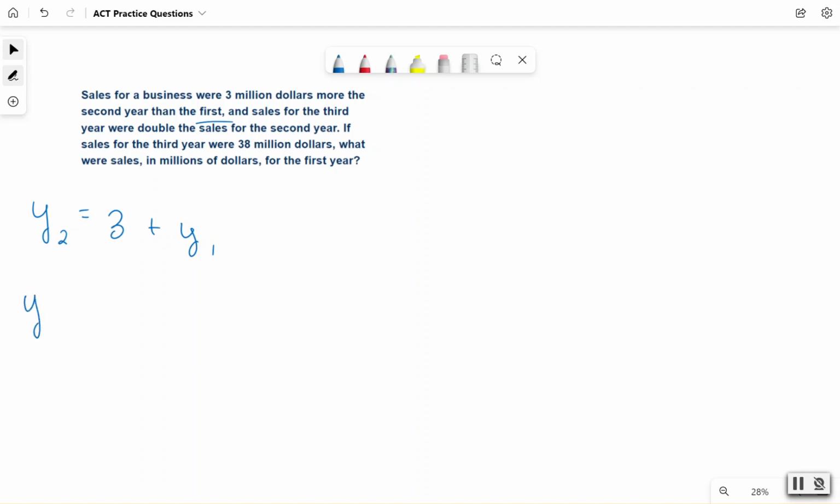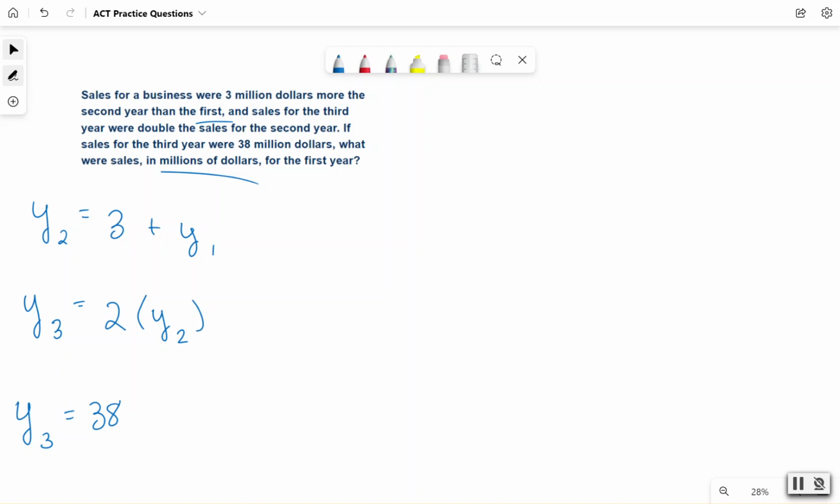So that's going to be Y3. It says sales for the third year will double the sales of Y2. So in this case, we're going to go 2 times Y2, right? 2 times Y2 gets us the sales for year 3. And then lastly, we're actually given a value for year 3, and it was 38 million, right? So we're just going to label that as 38, since our units are going to be in millions of dollars. We already know that. We can use 3 and 38 to represent those values accordingly.